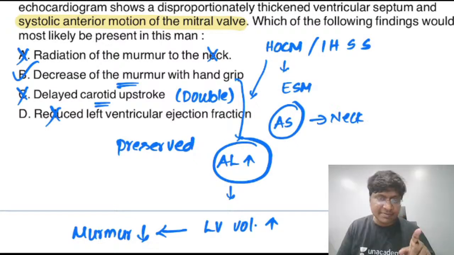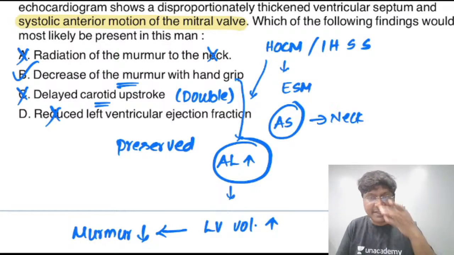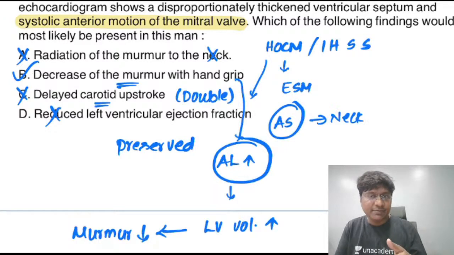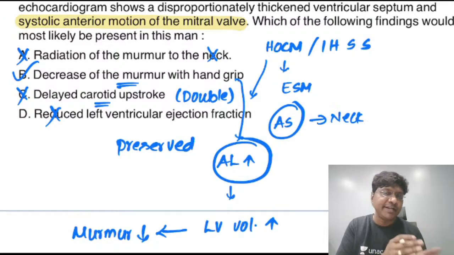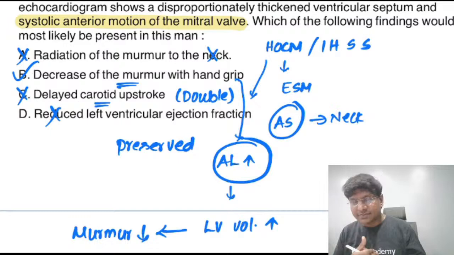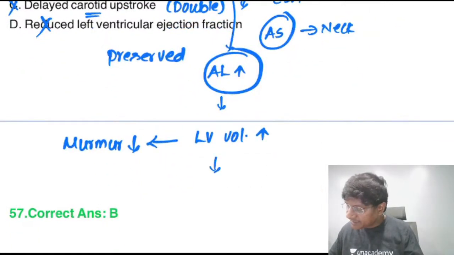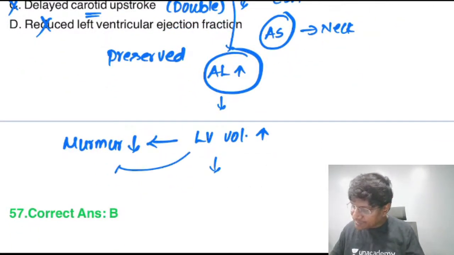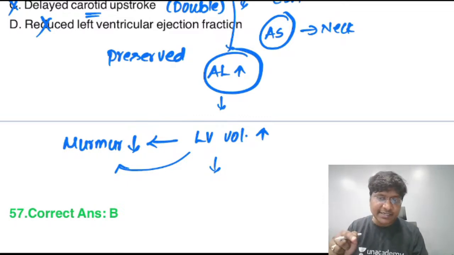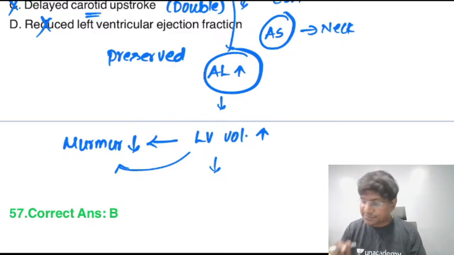So just please remember, with the hand grip, the afterload on the heart increases, and because of that there will be an increase in the LV volume. Why is there an increase in the LV volume? Because the LV is unable to pump the blood into the aorta. And in all the conditions wherever the LV volume increases, the HOCM murmur decreases. Now, what are the other conditions where the HOCM murmur can decrease?